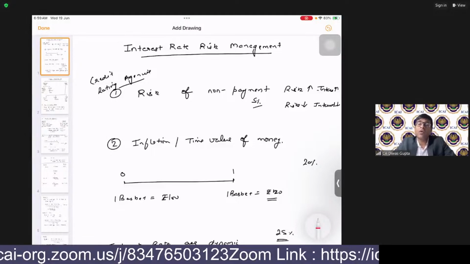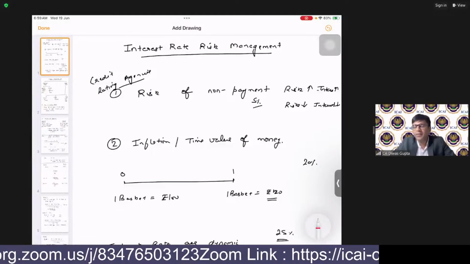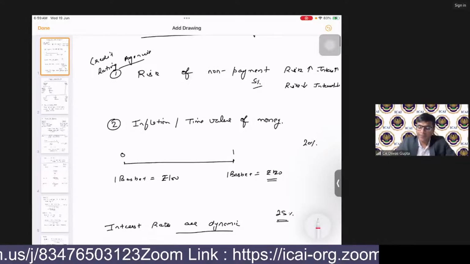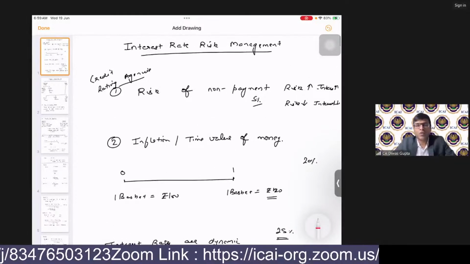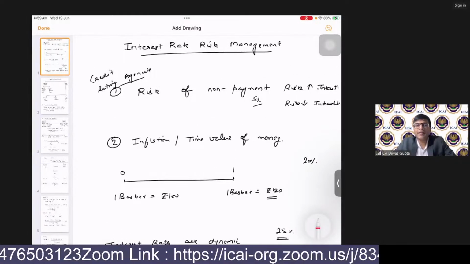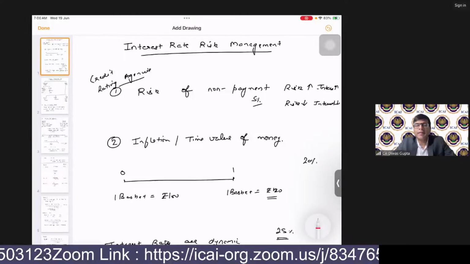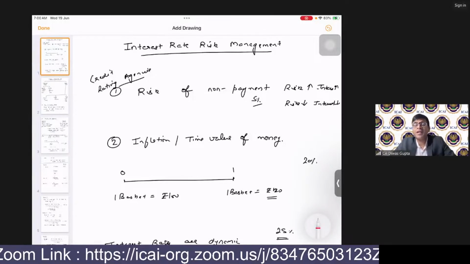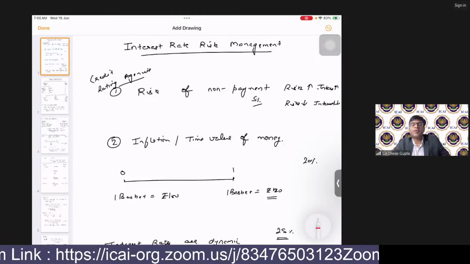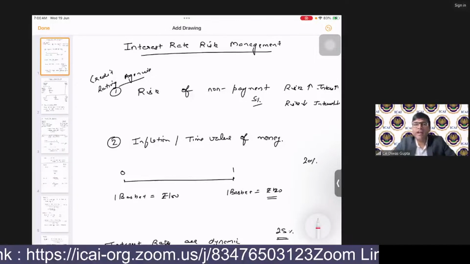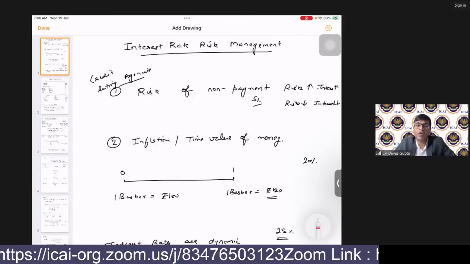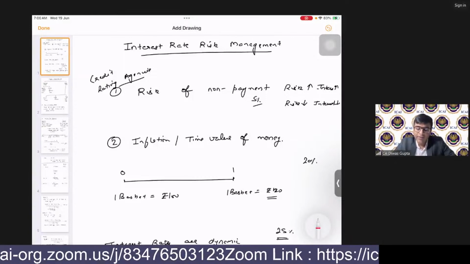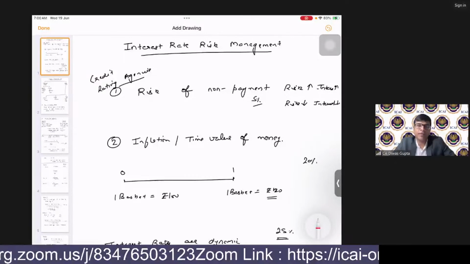And first of all, what is interest rate risk? Interest rate risk stems from two things for which interest is paid. If we think through why there is a need for interest, what are the causes for interest payments? So one, there is a risk of non-payment.